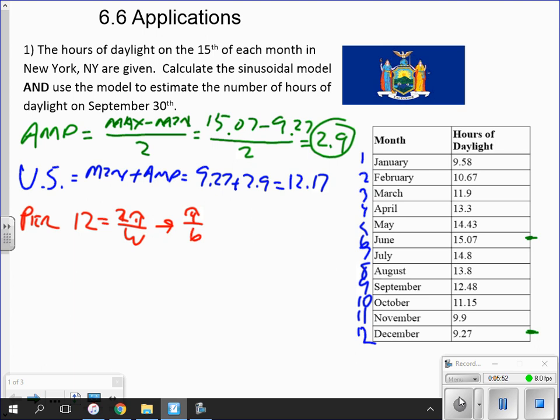Now, that's all pretty straightforward and easy to do. The phase shift, on the other hand, that's a pain in the butt.